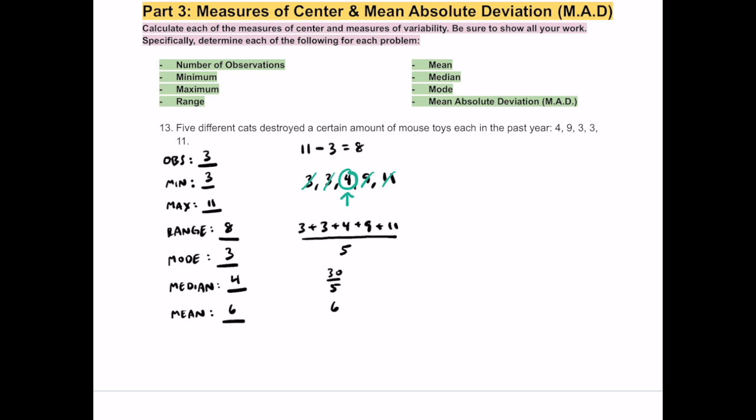And let's see here. I think we did all of them. 1, 2, 3. We have 7 things. Yeah, I think the last thing is going to be, let's find out or calculate the MAD. Okay, so for the MAD, this one's a little bit more time consuming, but the observations here, let's make a table. The observations are going to be 4, 9, 3, 3, 11.